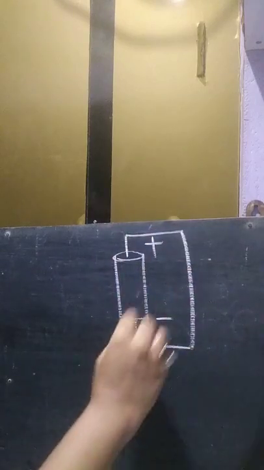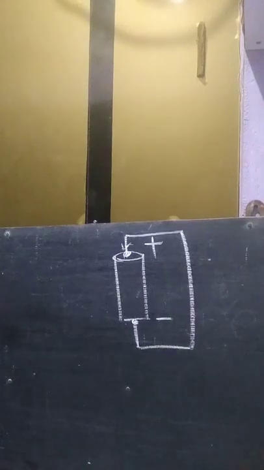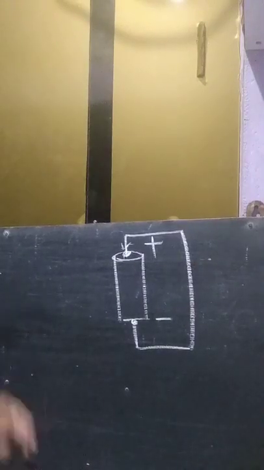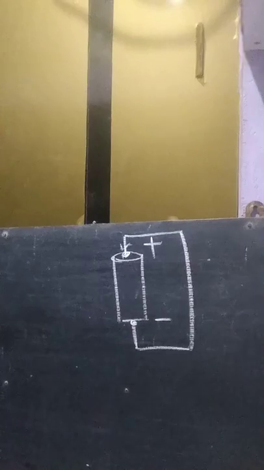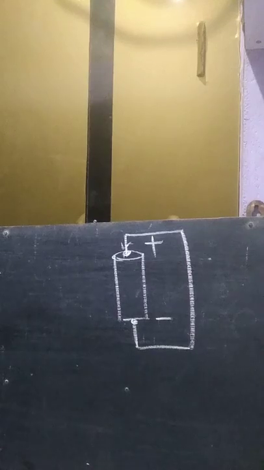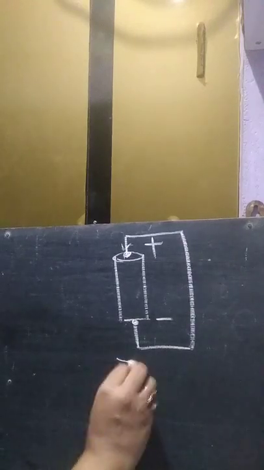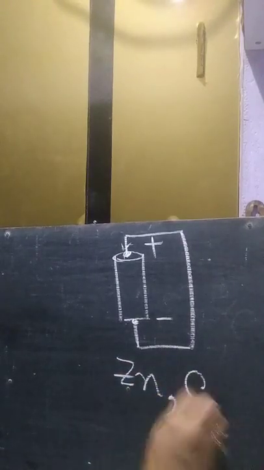So if I connect these two things, positive and negative, this connecting point will be treated as the electrode. Hopefully it is clear to all. Now if we consider the galvanic cell, there are two electrodes in the form of rod, right? One is zinc and another is copper. So for the galvanic cell, the electrodes will be zinc and copper.